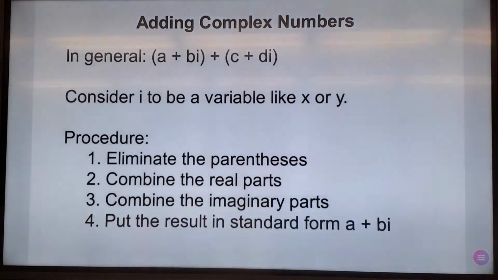Okay. So again, the reason for the bell work is the fact that we're going to do exactly the same thing. The only difference here, if we pay attention to that number 4, is that we have to put it in standard form, and the I is going to go in the back. So we're going to eliminate the parentheses here. We're going to combine the real parts, or the numbers without the I. We're going to combine the imaginary parts, again, the numbers with the I's. And then we're going to put the results in standard form, A plus BI.